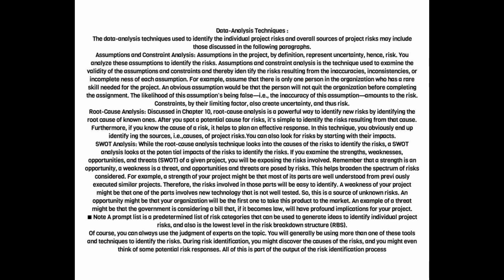Note: a prompt list is a predetermined list of risk categories that can be used to generate ideas to identify individual project risks, and also is the lowest level in the risk breakdown structure, RBS. Of course, you can always use the judgment of experts on the topic. You will generally be using more than one of these tools and techniques to identify the risks. During risk identification, you might discover the causes of the risks, and you might even think of some potential risk responses. All of this is part of the output of the risk identification process.